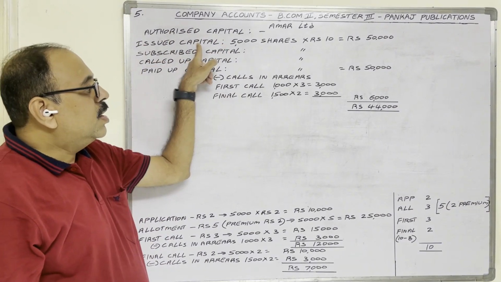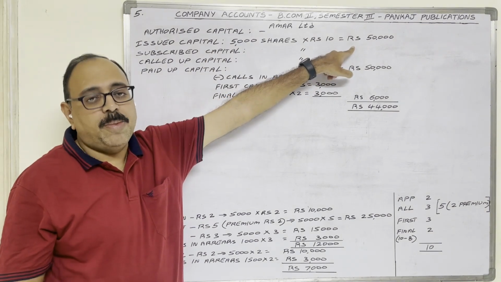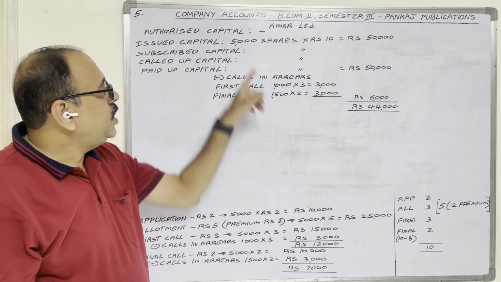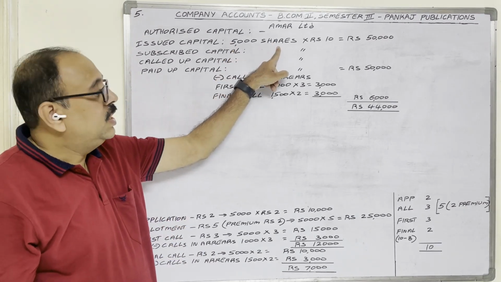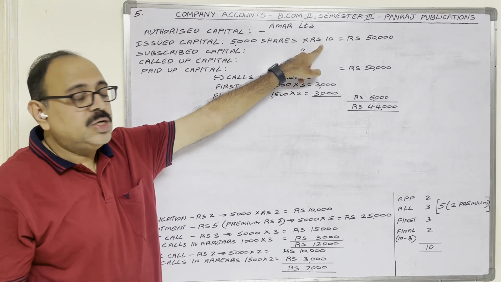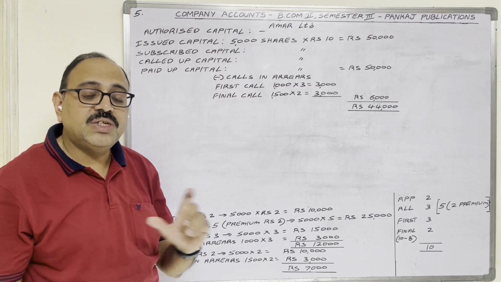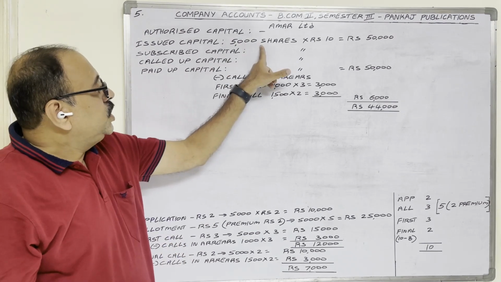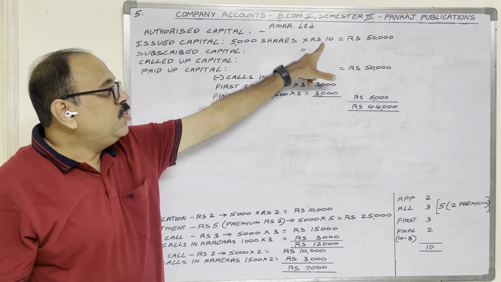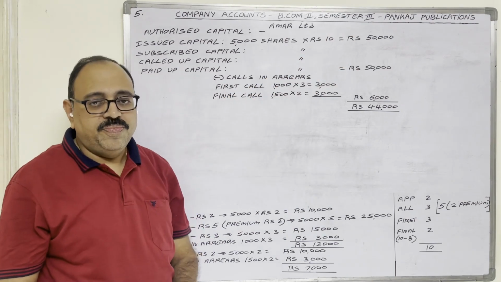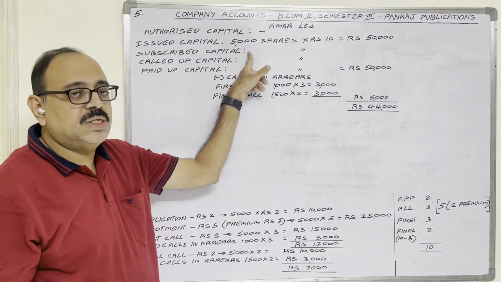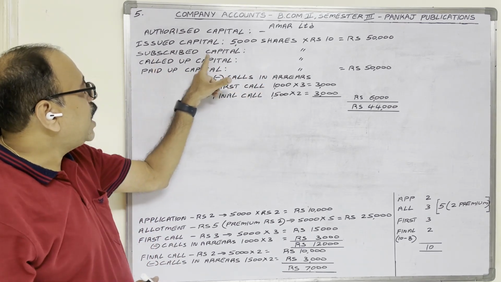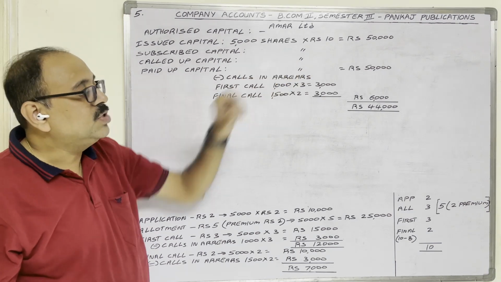Issued capital: the company wants 50,000 rupees capital. For that, the company wants to sell shares to the public. The company issued 5,000 shares at 10 rupees each. This 10 rupees is known as the face value or par value of the share. So issued capital is 5,000 into 10 rupees, 50,000. The public applied for 5,000 shares and the company allotted all shares, which means subscribed capital is also the same, 50,000 rupees.